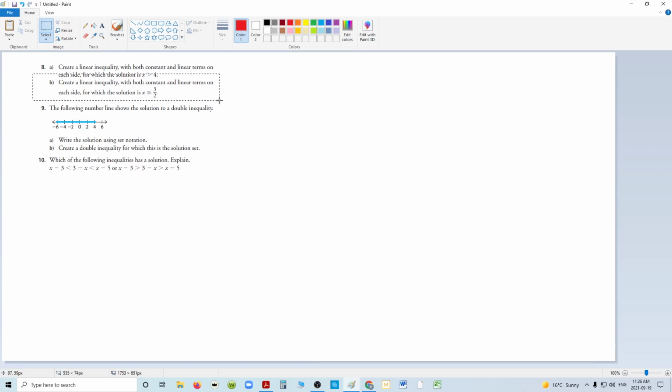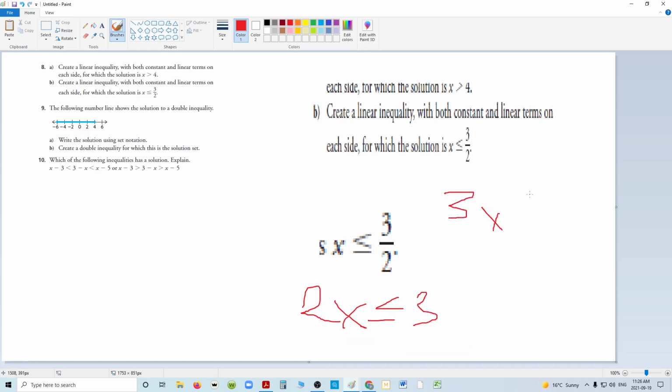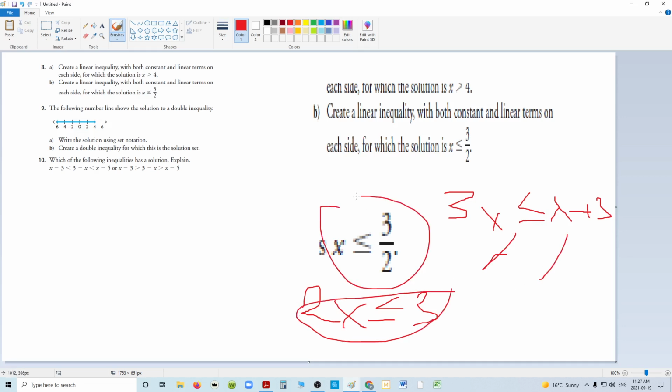Create a linear inequality with both constant and linear terms on which the solution is this. It's quite easy since you can just start with the solution. Let's multiply both by 2, so you get 2x is smaller or equal to 3. And if I want to make both lines on each side, I can add an x to both sides, and this will still be true. Essentially, whatever I do to both sides, it will keep it true.